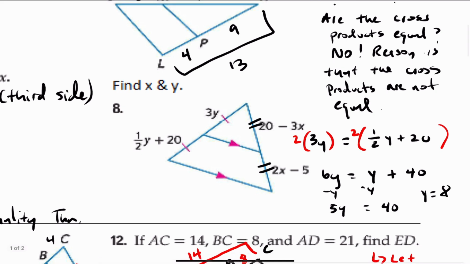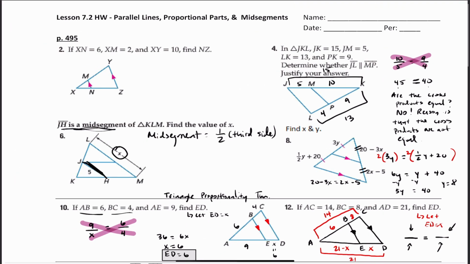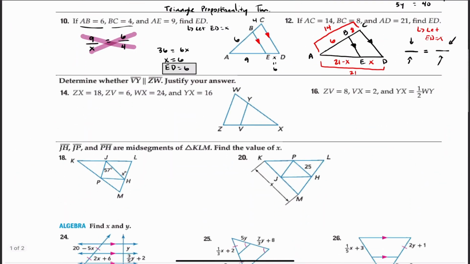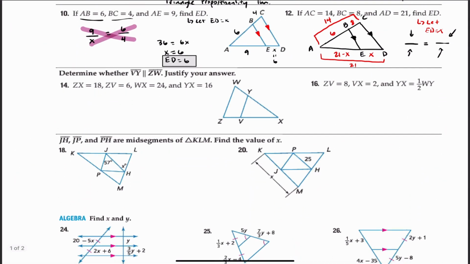And then over here, you're going to create an equation between these two expressions. And you're going to go ahead and do that on your own. Okay? So solve for y on your own. Let's see. So YX is 1/2 of WY. YX is 1/2 of WY. Okay.